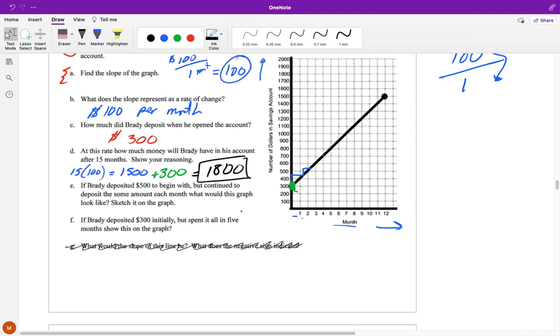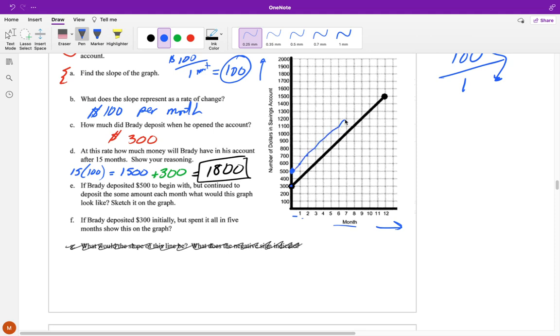if he stayed on the same path. All right, so for the next one, it says if Brady deposited $500 to begin with, but continued to deposit the same amount each month, what would his graph look like? Well, it would be almost identical to this, except everything would be just moved up 2 units. So here, he would start at 500 instead of starting at 300. And then the slope is still 100, so it would just look like this.